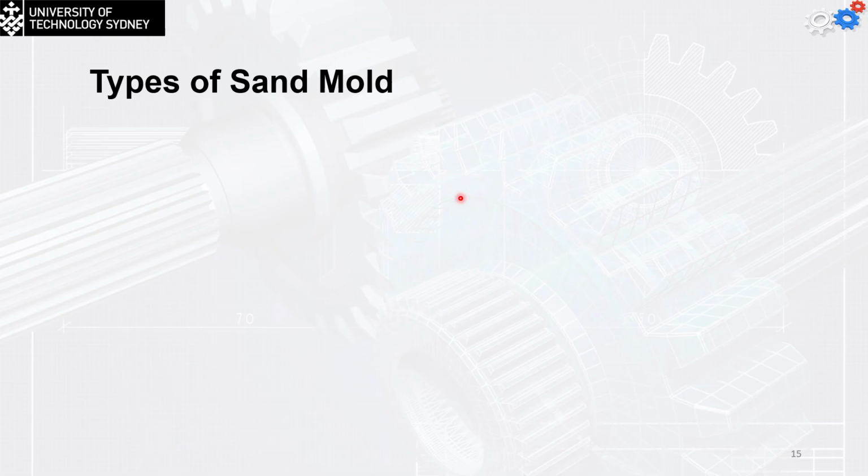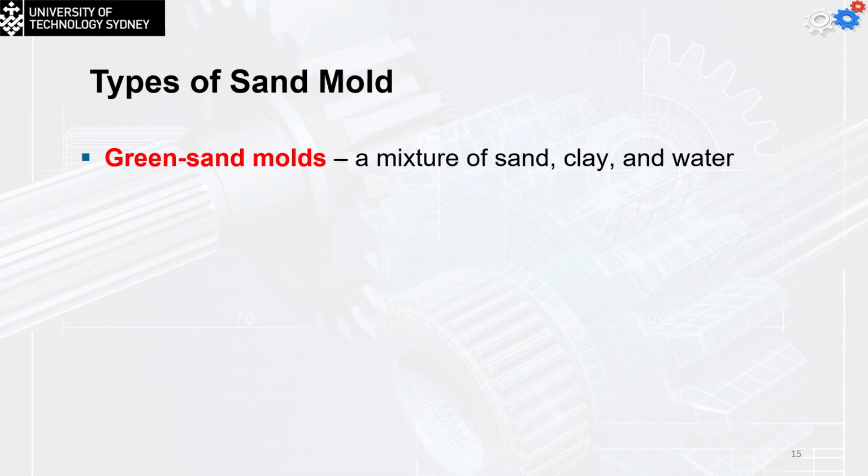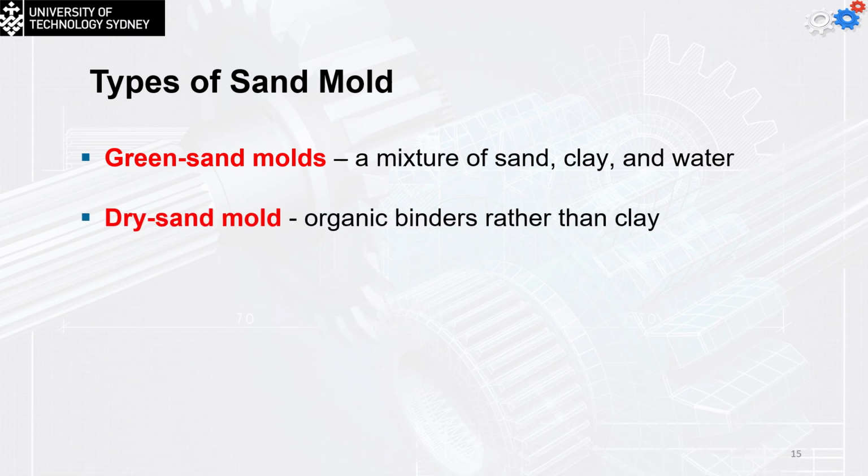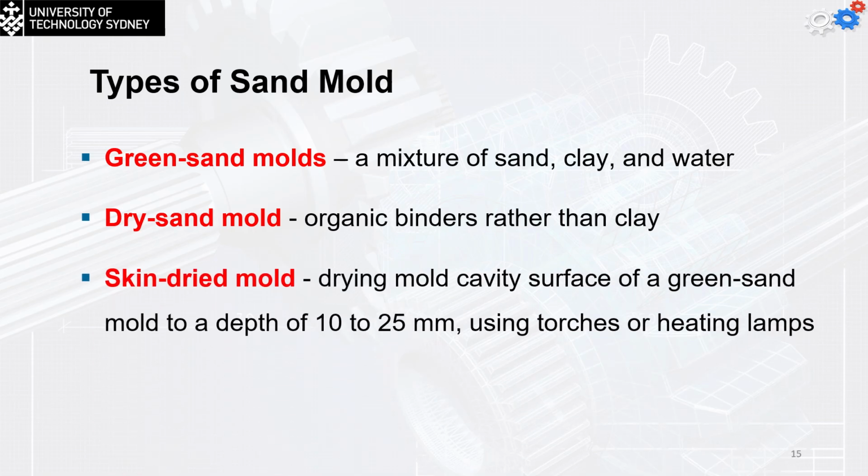Types of the sand molds we can have. The first type is called the green sand mold, a mixture of the sand, clay, and water. The name green comes because it's wet. The dry sand mold: an organic binder is going to be used rather than the clay. We have the skin dried mold, where the mold cavity surface of a green sand mold is dried to a depth of 10 to 25 millimeters using a torch or heating lamps.